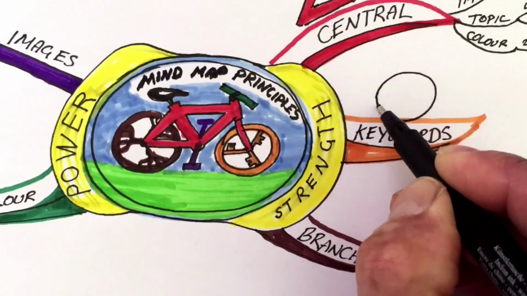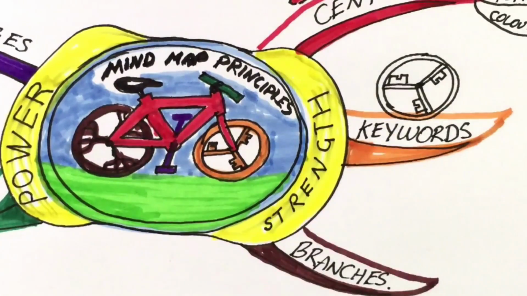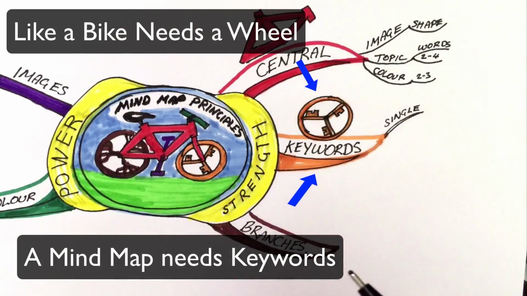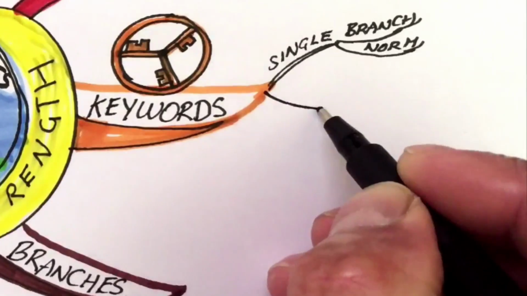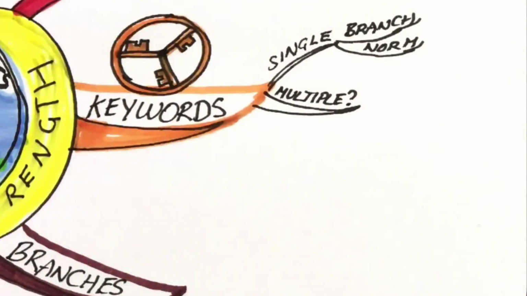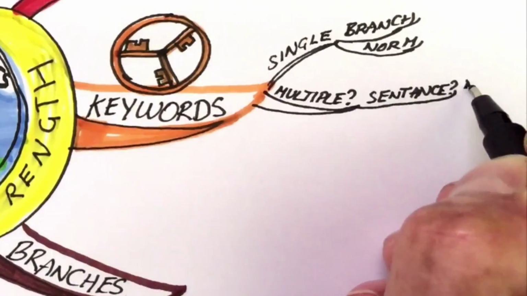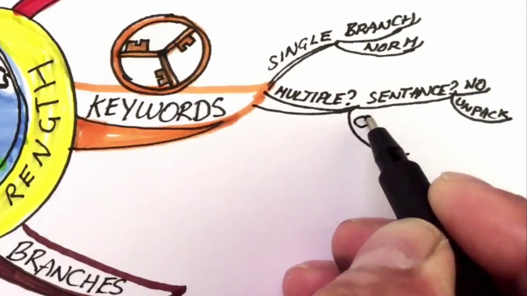Principle 2, we've got our keywords. Here I've got a wheel, and can you see the keys? The idea is that the keywords are a single word on each branch. That's the norm. People often ask, can I have multiple words? Well, a sentence, no, not really. The idea is to unpack sentences into keywords.